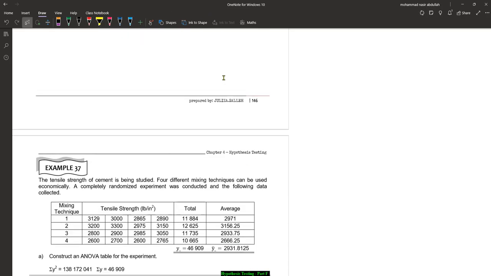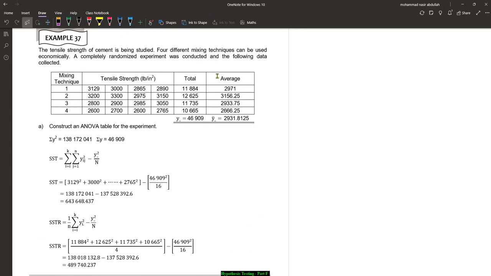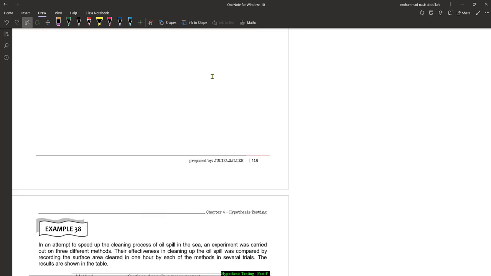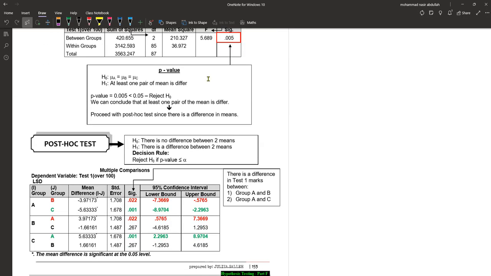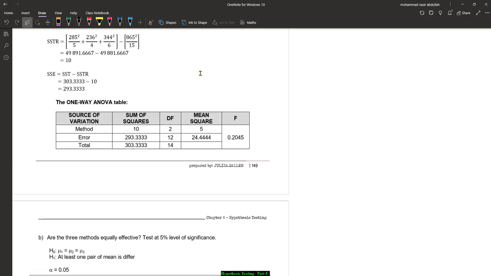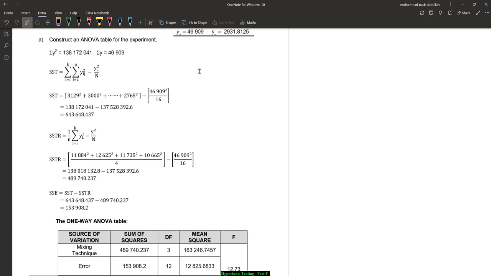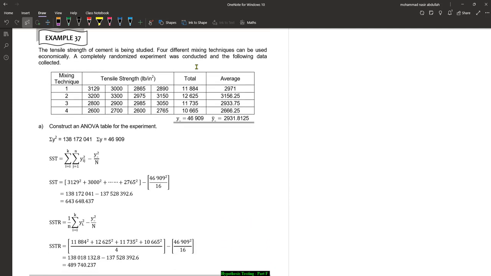So now let's look at example number 37. Basically for this last topic, all the examples I have given to you. It is just a matter of explanation, for you to understand. So if we look at example number 37: the tensile strength of cement is being studied. Four different mixing techniques can be used economically. A completely randomized experiment was conducted and the following data collected.